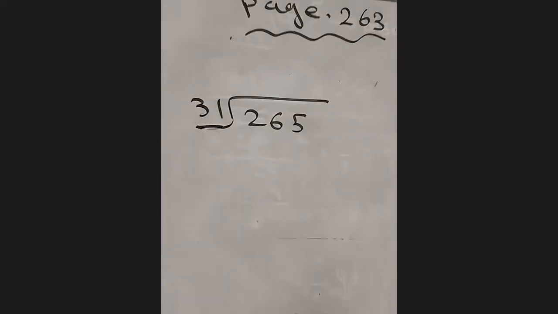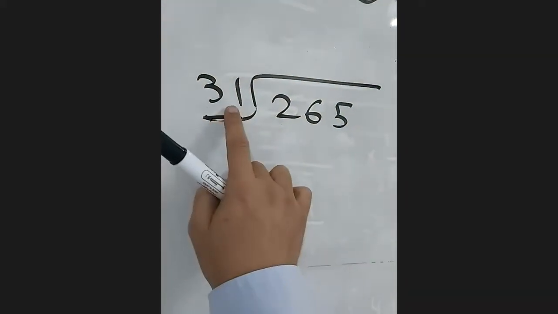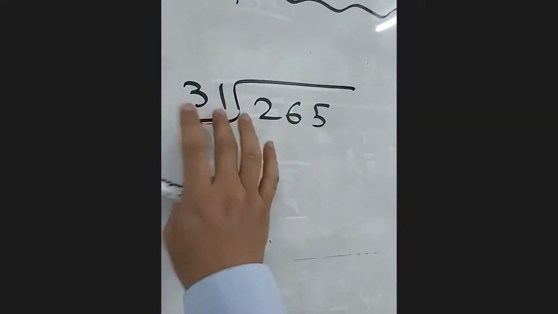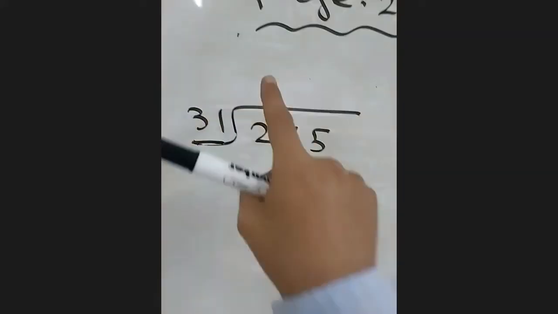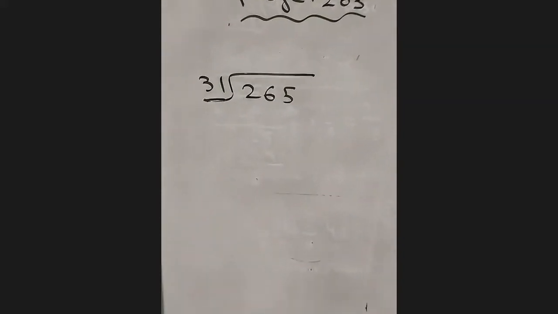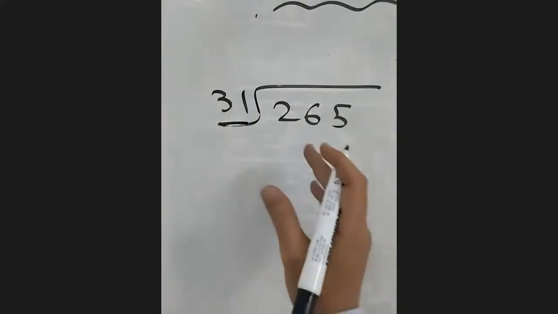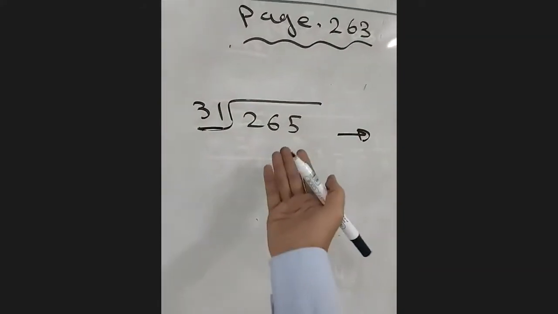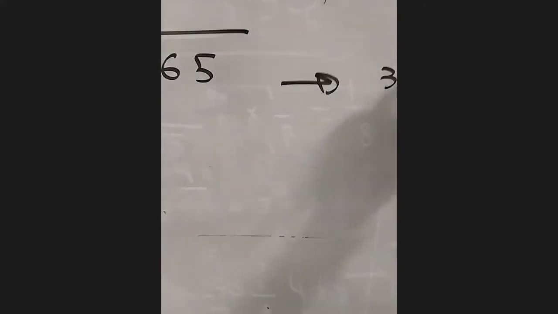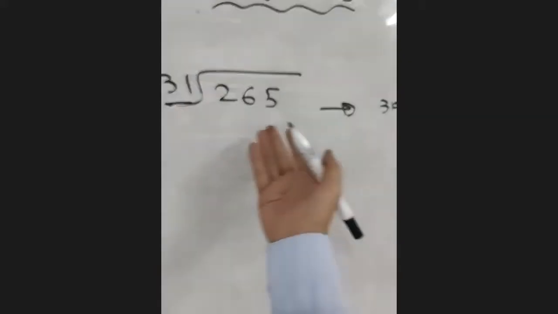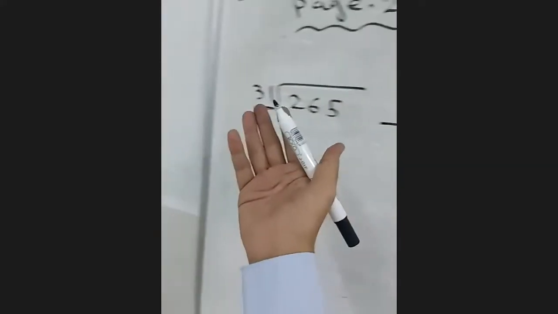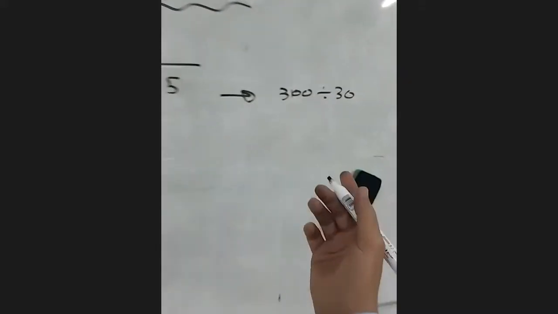Okay. Now, we need to use the timetable. Do we know the timetable of 31? No. We know the timetable until 9, 10, 11, 12. But 31 is a big number. So our aim here is to find a number that, if you multiply it by 31, you get this number. In the previous lesson, we took the estimation. Let's remember how to estimate. 265 can be estimated by 300, remember yesterday? And 31 can be rounded to 30. We did that yesterday.